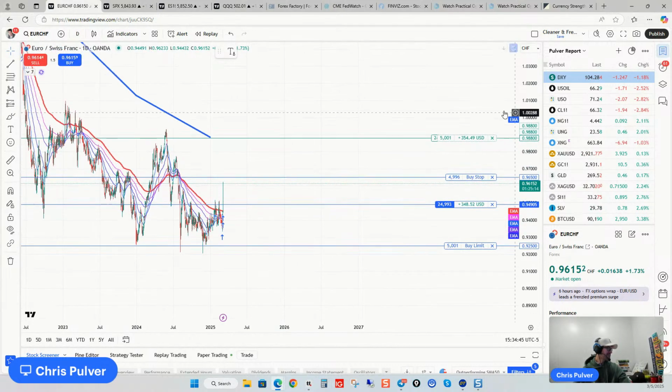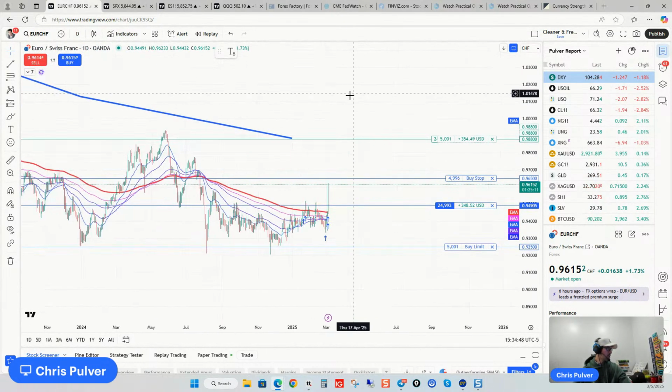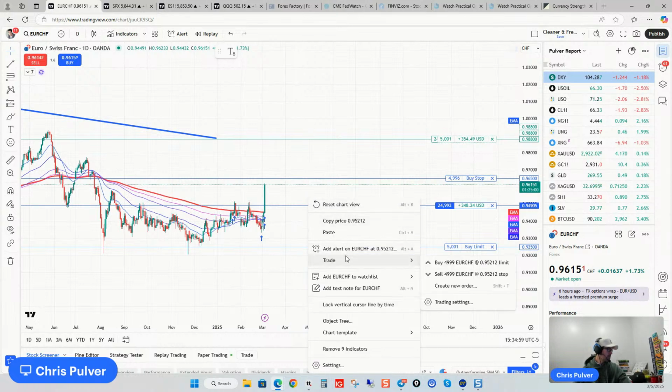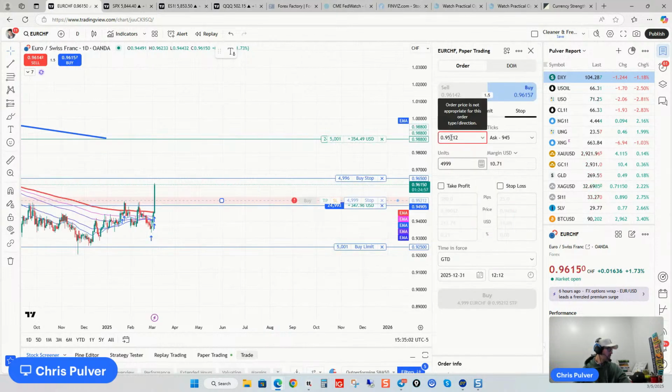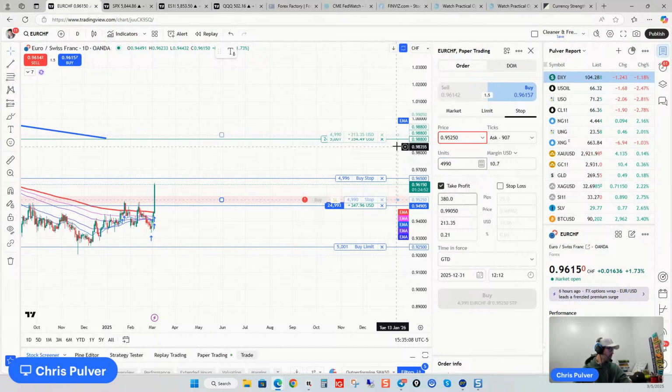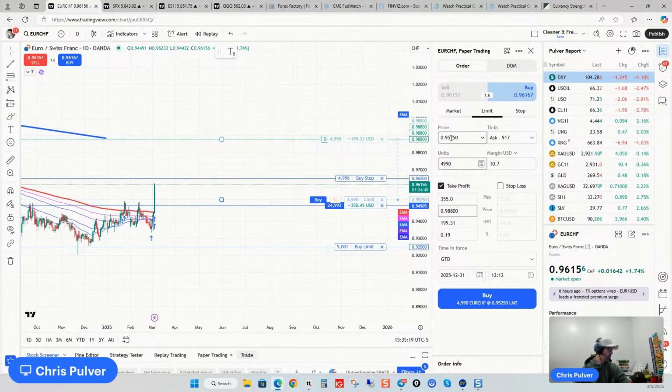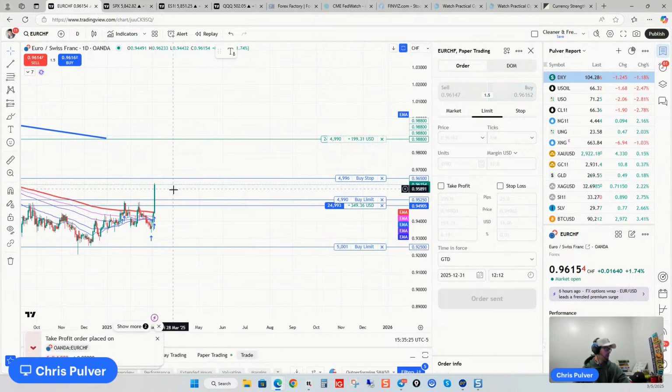Let me see here. I might add in a pullback trade. Can we get a little pullback here towards like 0.9525? Let's go just a little guy for 4990 units. Entry 0.9525, take profit is going to be at 0.9880, and this is going to be good to the end of the year. So I'll just look to get in the trade. That's a limit buy trade, 0.9525, 4990 units, 0.9880, no stop loss. Boom. All right, so trade is in.